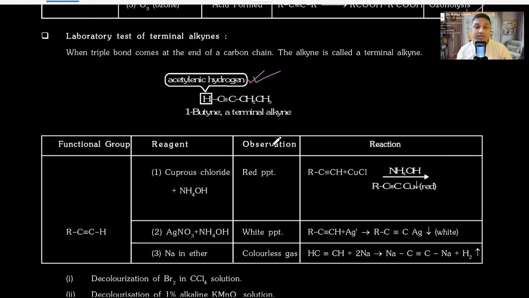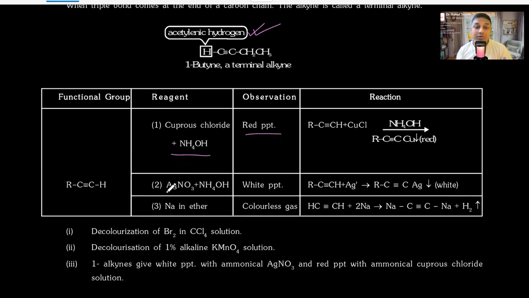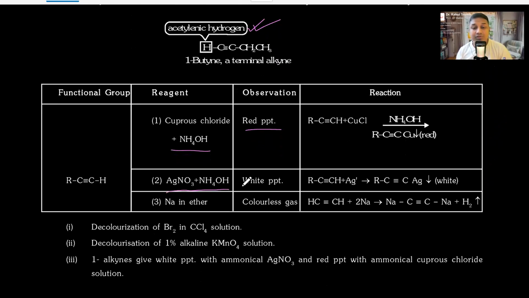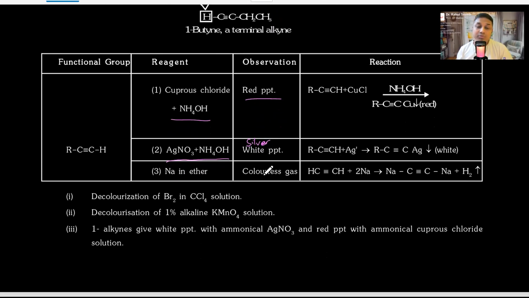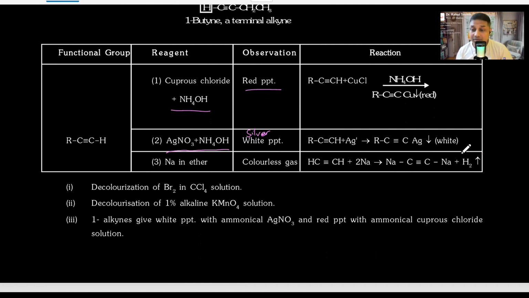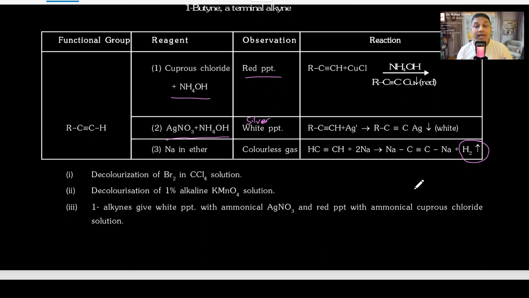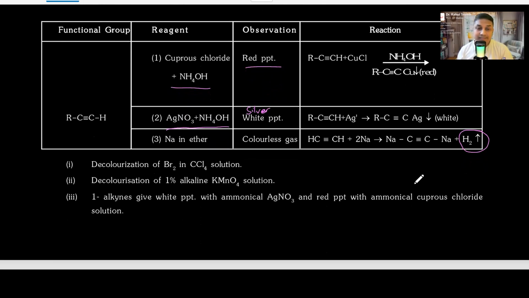What are the reactions? Ammoniacal cuprous chloride gives a red precipitate, or ammoniacal silver nitrate, which is also known as Tollens reagent, produces a silver precipitate. In some places, rarely, it is also written as white. Silver or silvery white precipitate, because the test tube's inner walls get coated with it. Or sodium in the presence of ether produces a colorless gas, which is nothing but hydrogen gas. All these can detect acetylenic hydrogen, that means a triple bond at the terminal carbon. Good. Are we good?